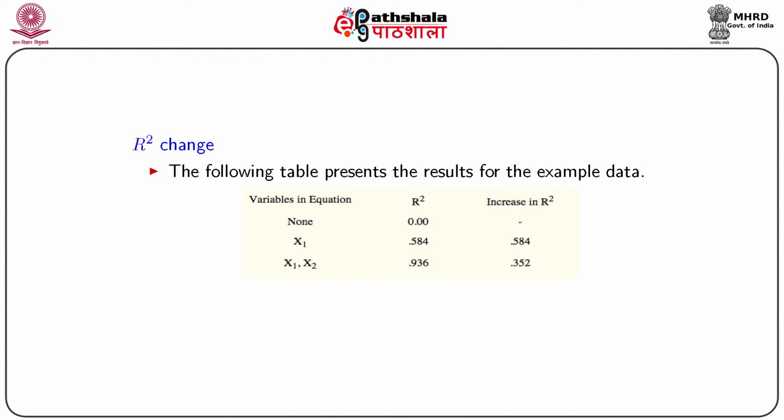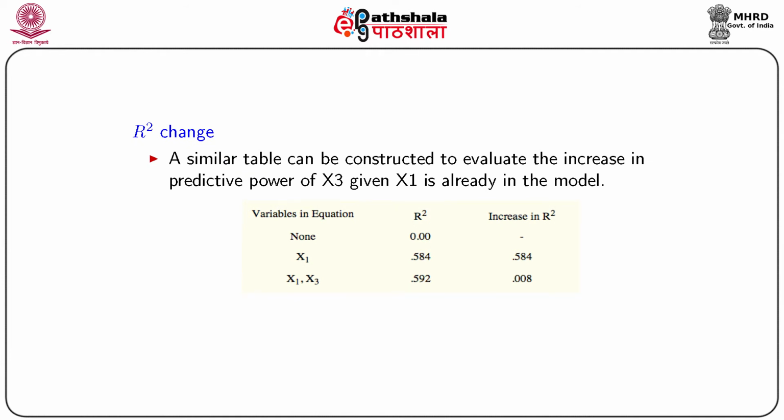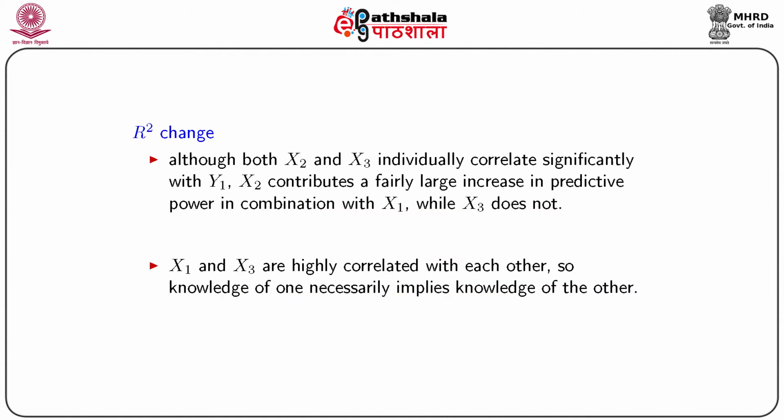And a similar table can be constructed to evaluate the increase in predictive power of x3 given x1 is already in the model, where x3 was our third explanatory variable. Now if we look at the next table, which is similar to the one before, we see that although both x2 and x3 individually correlate significantly with y1, x2 contributes a fairly large increase in predictive power in combination with x1, while x3 does not, because the increase in R square after we include x3 when x1 is already in the model is simply 0.008, and in case of x2 it was 0.352, which was substantially larger than 0.008.